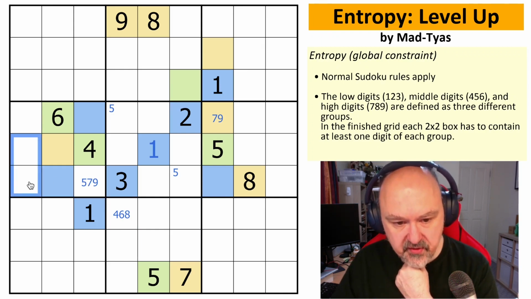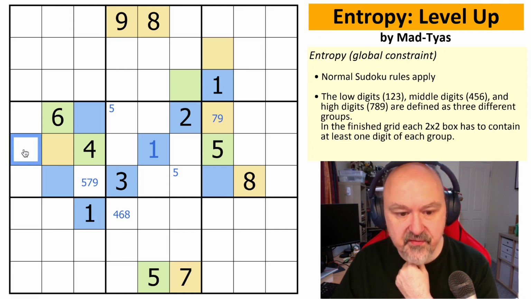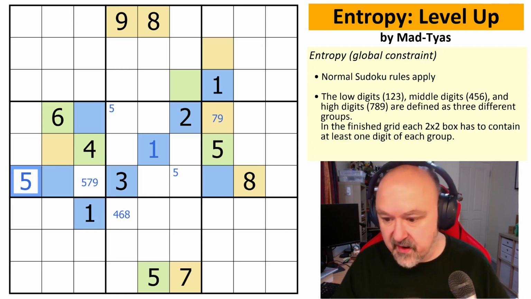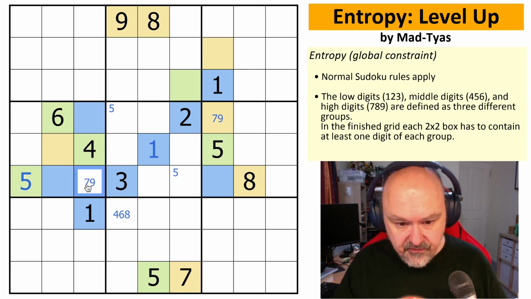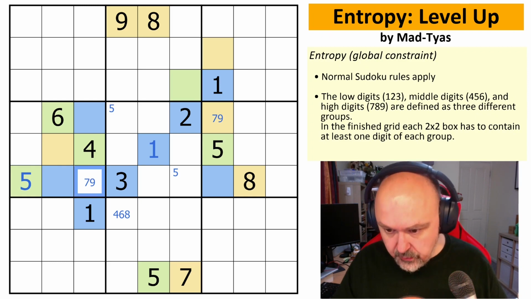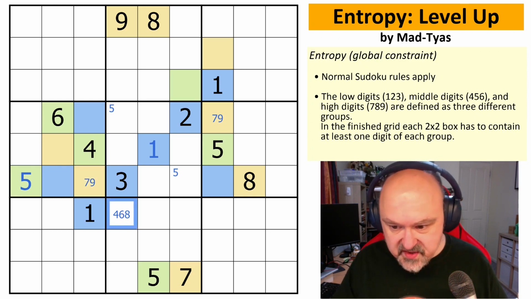I now need to put a green in here. And the only green I can put in is a 5, and I cannot put a 5 there. That is a 5, and that is green. Which means that is not the 5. This is now yellow. So this becomes green and is not 8.